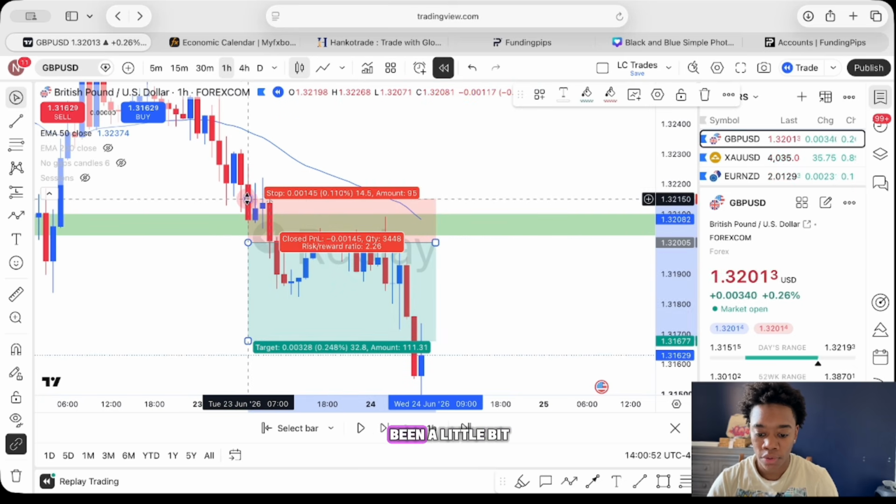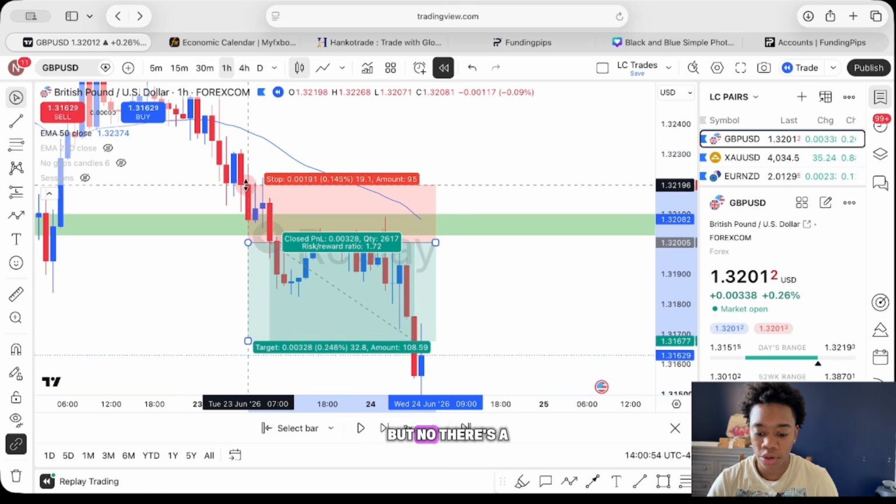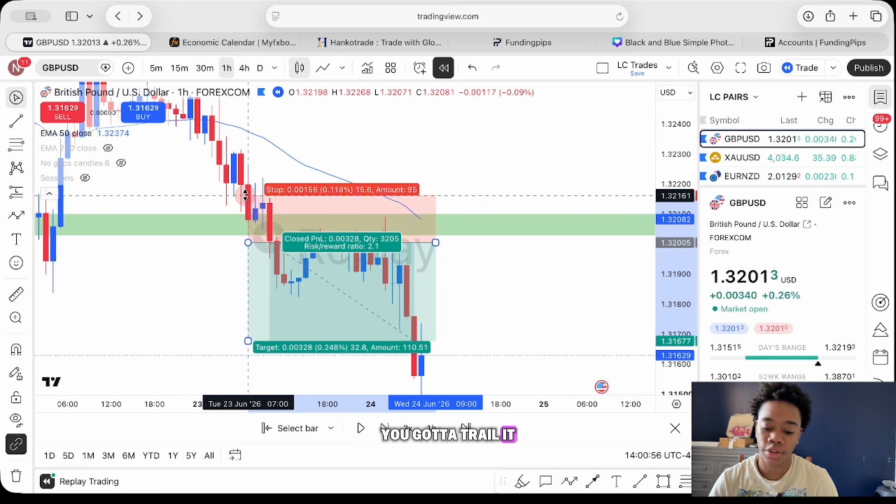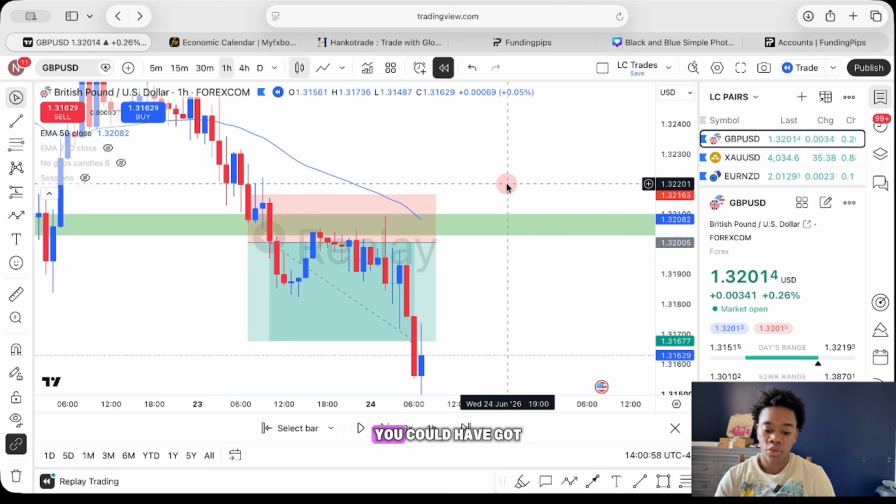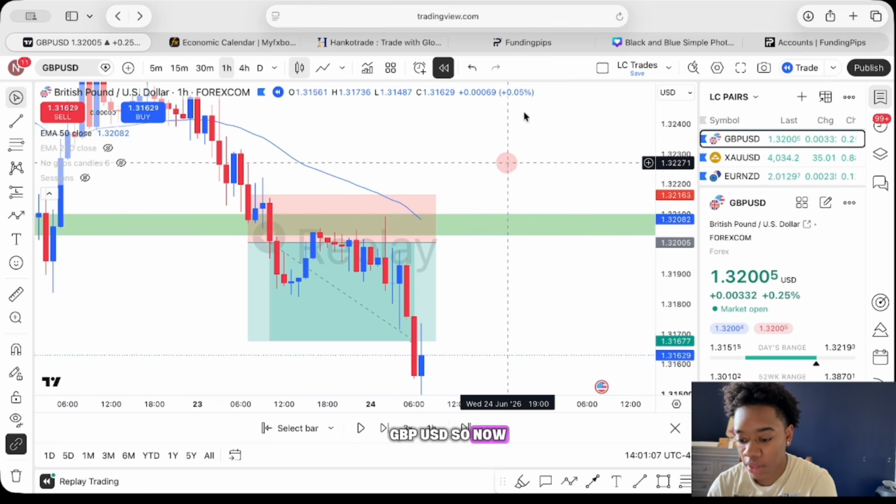Stop loss would have been a little bit right here, but no, your risk reward, you got to trail it. This could have been better. You could have got in there. Look at that. Beautiful. Take profit still would have hit. Slapped, actually. But that is just one example, GBPUSD. So now let's go on to gold.